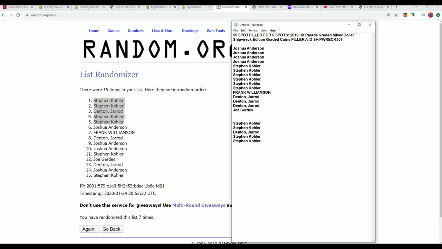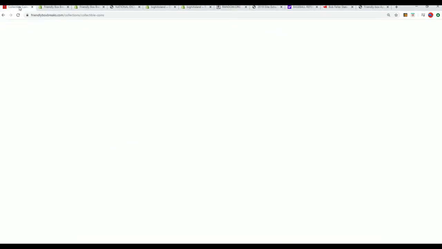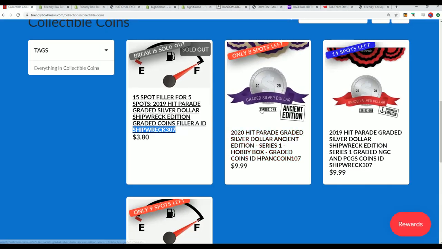That was filler A, everybody. I'm going to make another filler, and you can win spots and get into the break for cheaper. Or you could just get into the box break.